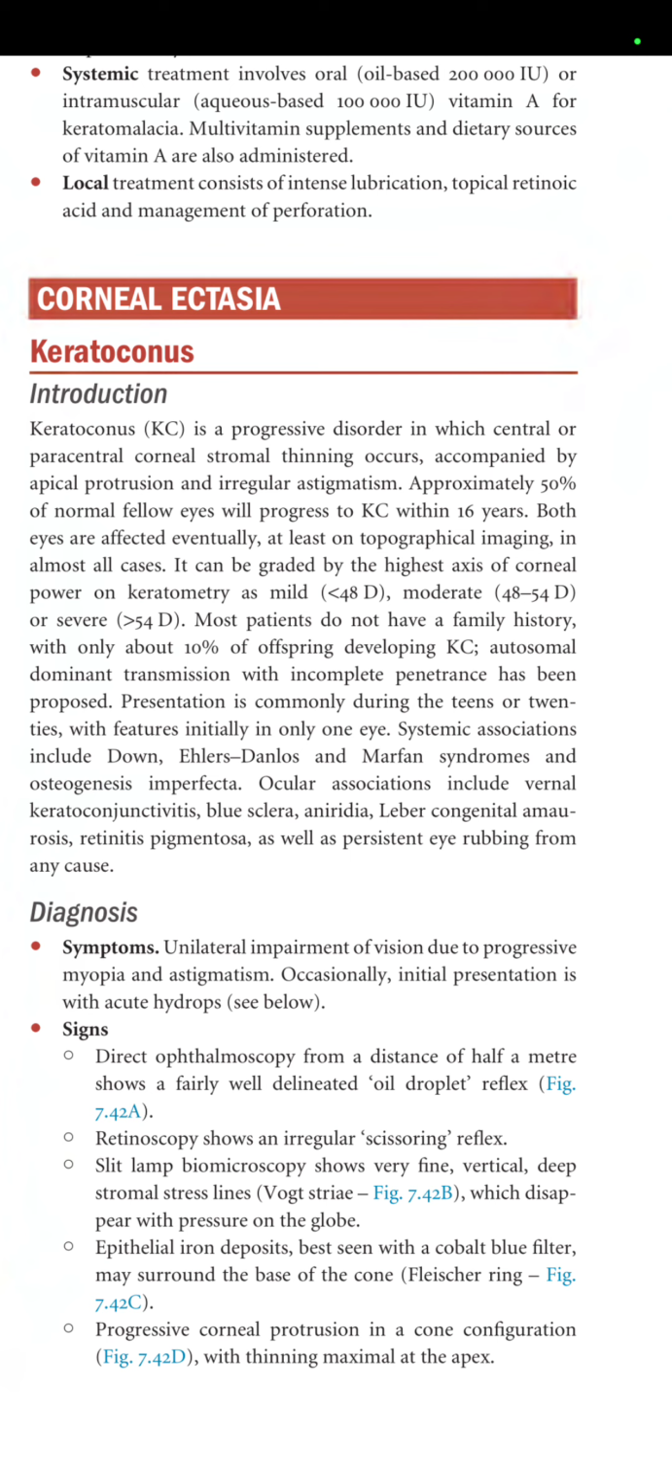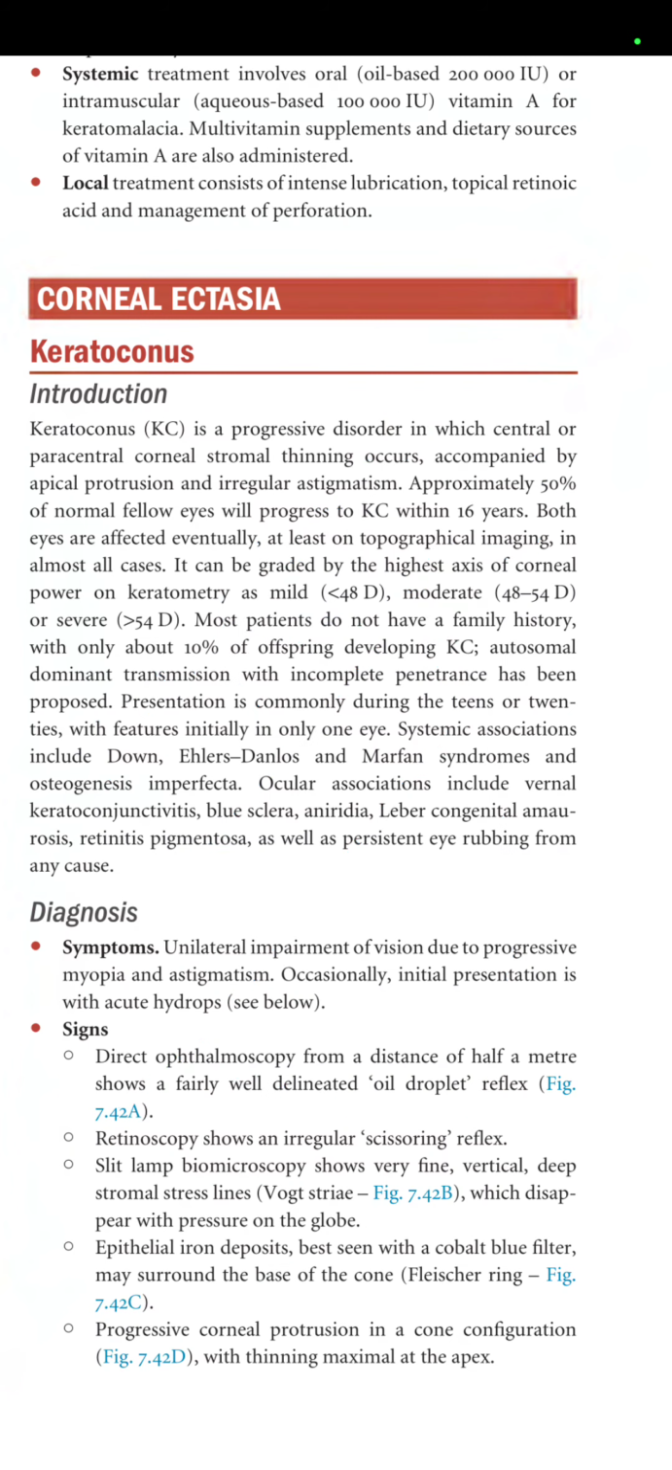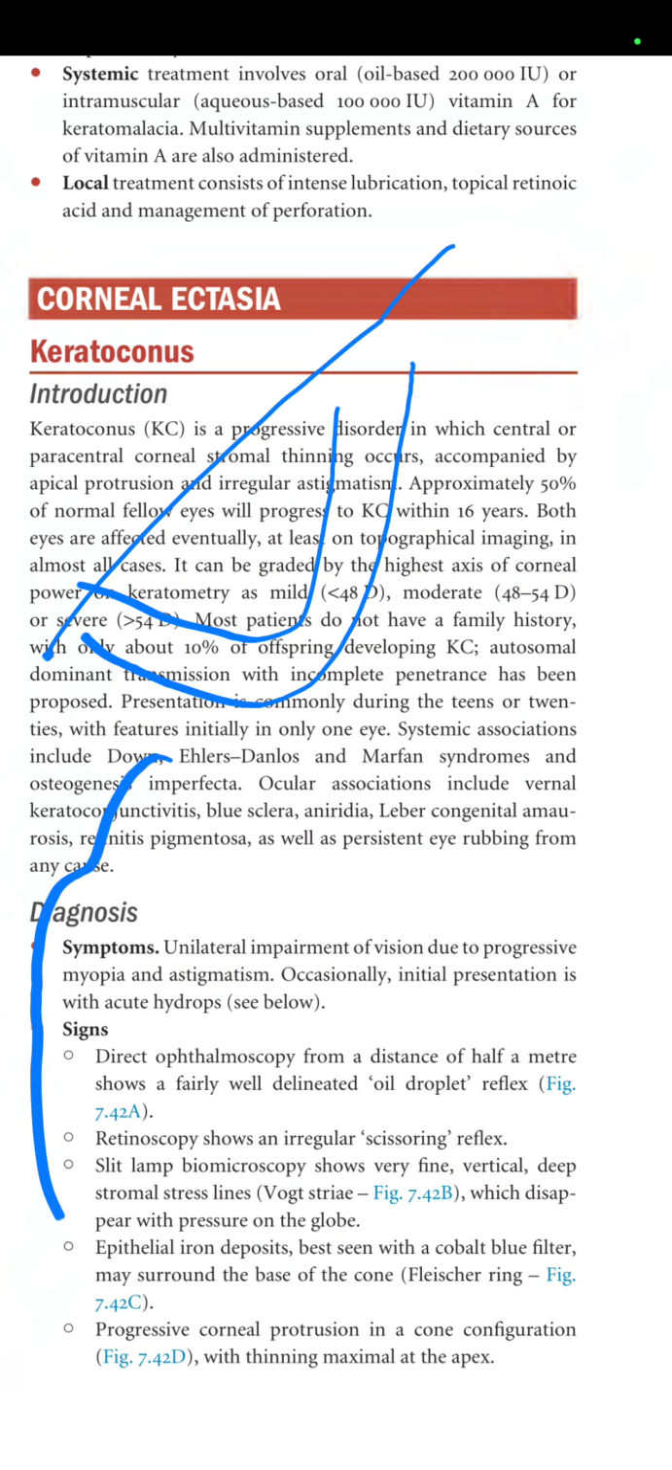So one very important sign is the Munson sign. The Munson sign is when you ask the patient to look down, there will be an apical protrusion of the lower lid. When the cornea looks down, the lower lid also becomes V-shaped. So this is a case where the cornea is protruded.